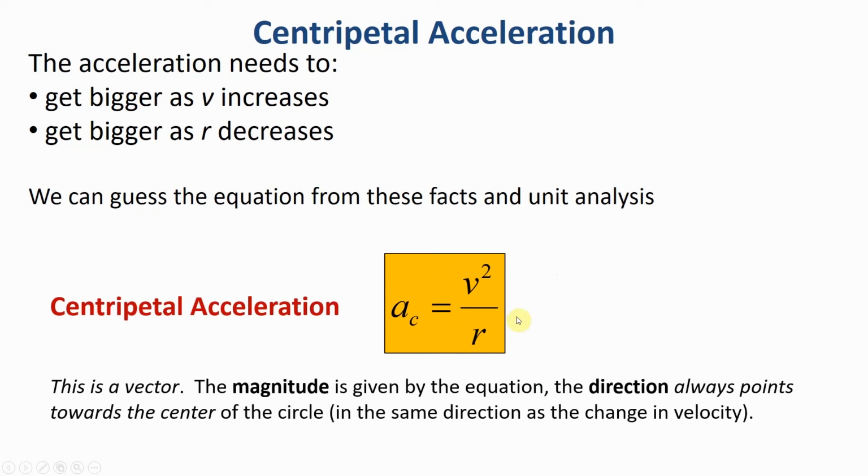This is a vector. So the magnitude is v squared over r, where v is the speed, r is the radius of my circle. The direction always points inwards towards the circle, because that's the direction that the velocity is changing.